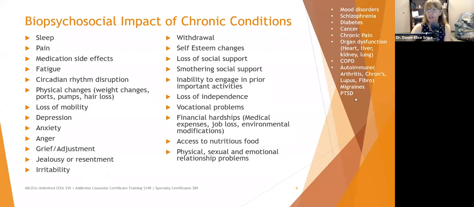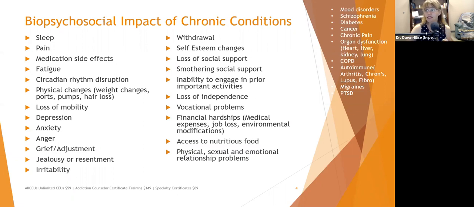Anyhow, over here, you can see there's a whole list of chronic conditions that we may see. PTSD is considered a chronic condition. For some, it will resolve over time. For others, it's a lifelong condition. But you've also got migraines. How many clients have you worked with that have had chronic migraines? Or Crohn's disease, fibromyalgia. Lupus is a little less common.